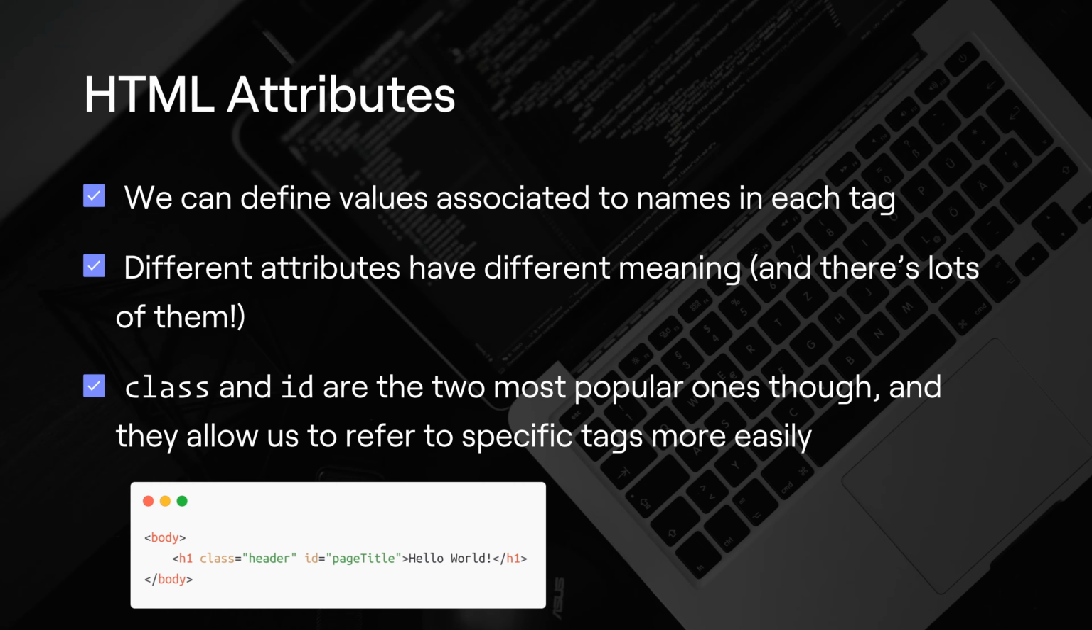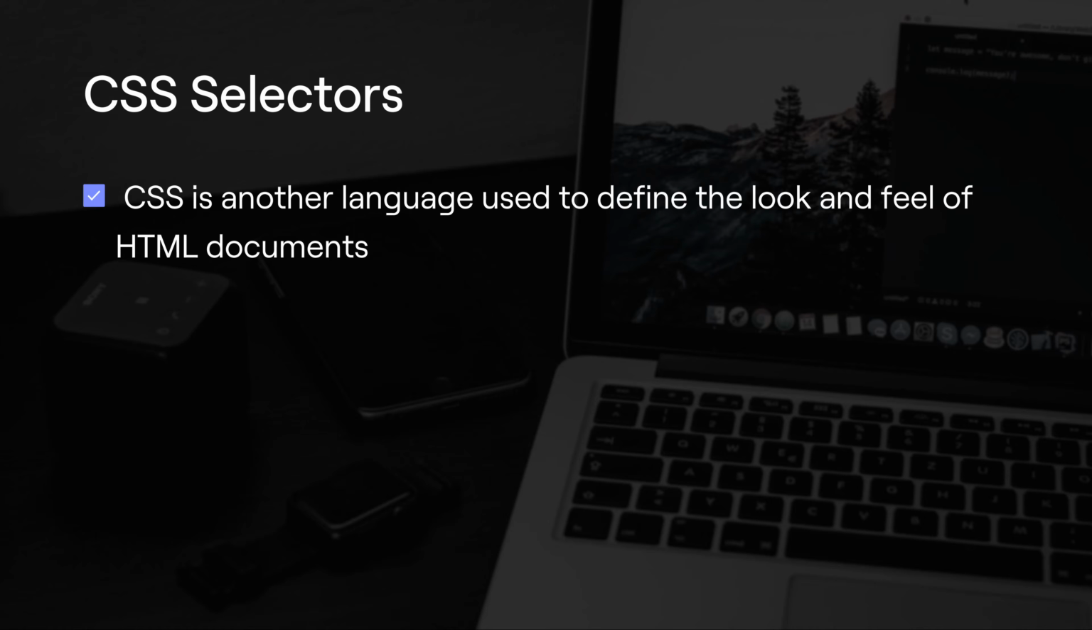The h1 tag inside the body tag has a class equal to header and an ID equal to page title. Notice that we've also got a closing h1 tag at the end of the line, and inside the tag we've got some text. So here we've got quite a lot of things going on, the two attributes class and ID, as well as the text inside the h1. H1, by the way, stands for header 1, so here this HTML code would be representing some sort of title on a web page. CSS is another language used to define the look and feel of HTML documents.